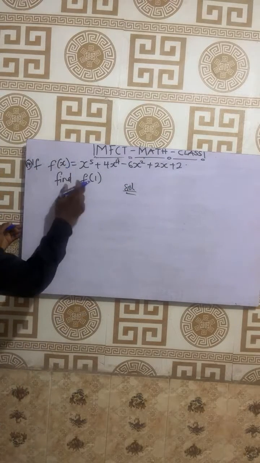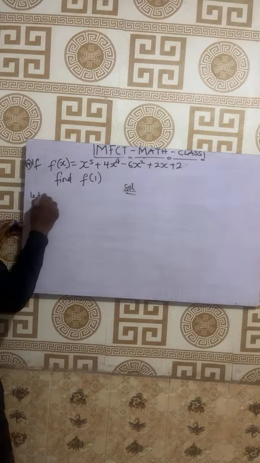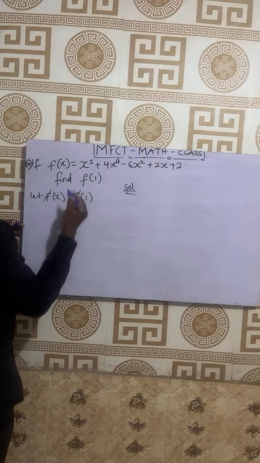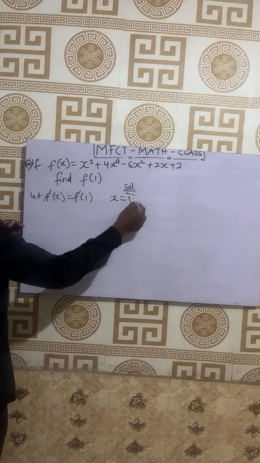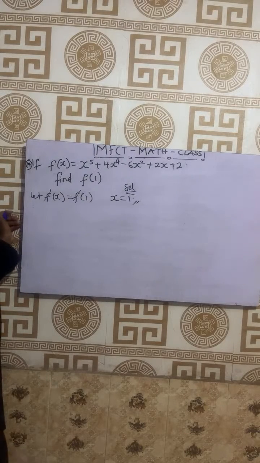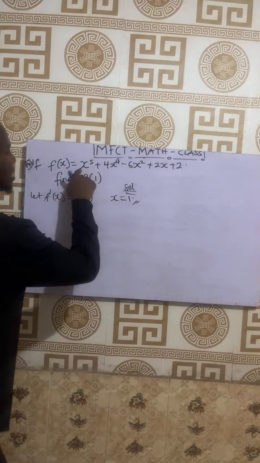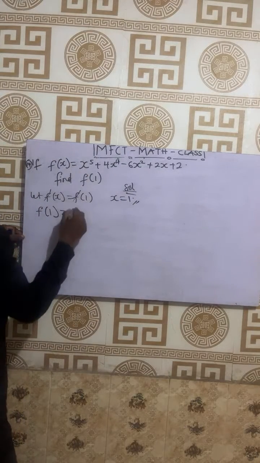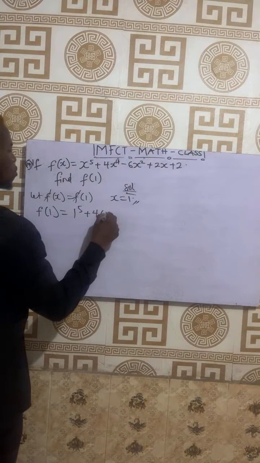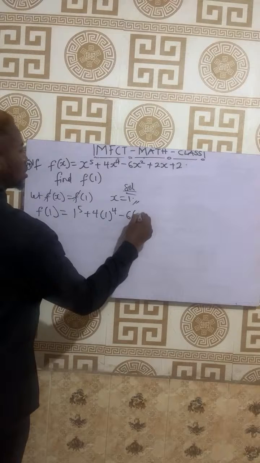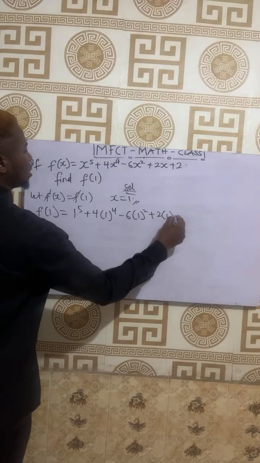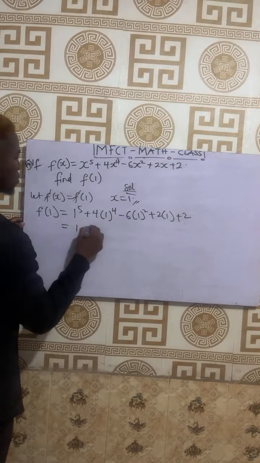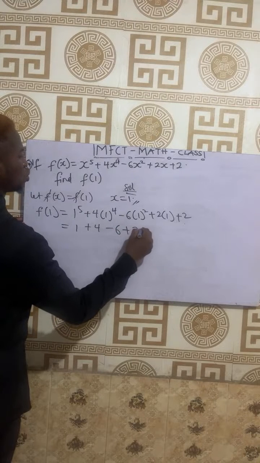Now, you know this is f of x, this is f of 1. You will just say, let f of x equals f of 1. This f can cancel this f. Then x is equals to 1. So this simply means that wherever I see x in this equation, I'm going to put 1 there. So therefore, my f of 1 will just be 1 raised to power 5 plus 4 times 1 raised to power 4 minus 6 times 1 plus 2 times 1 plus 2. So this will be 1 plus 4 minus 6 plus 2 plus 2.